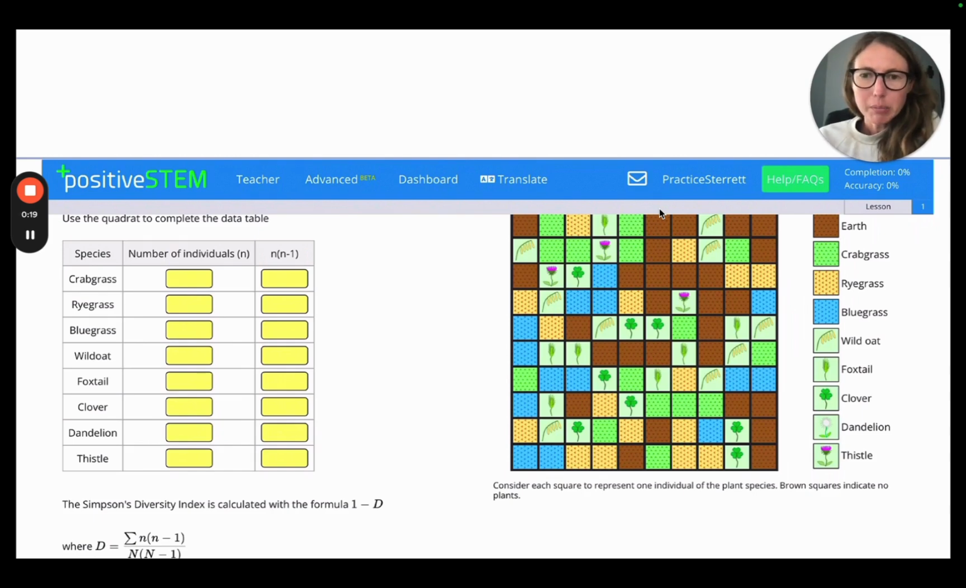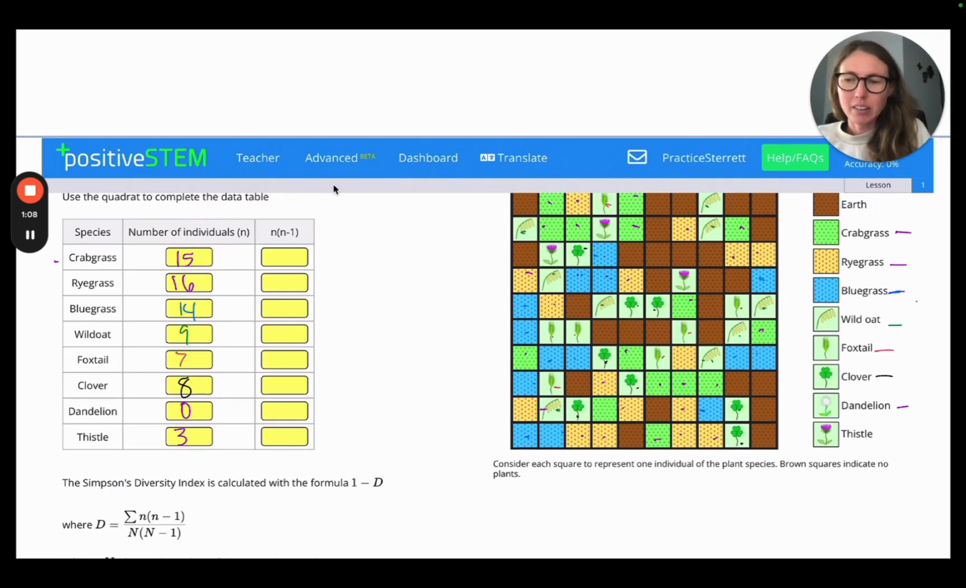The quadrat sample you see is randomized, so you'll see a different set of data than I do, but you can still use this to see how you would collect the data. First, you'll need to count all the species of each type in the quadrat. So the first thing in the table is crabgrass, and you can see crabgrass is this one. So I'm just going to count up how many I have. 1, 2, 3, 4, 5, 6, 7, 8, 9, 10, 11, 12, 13, 14, 15, and I'll put that down on my list. I'm just going to keep going like this.